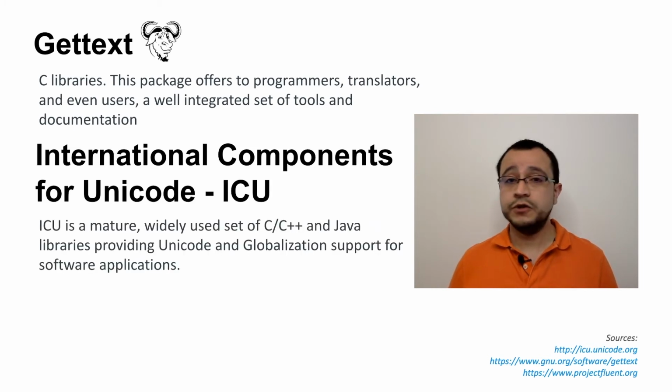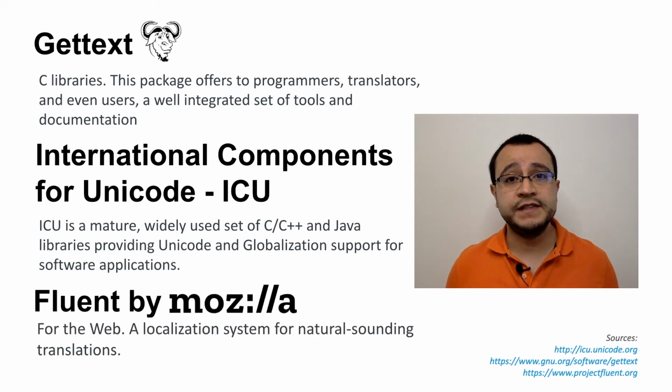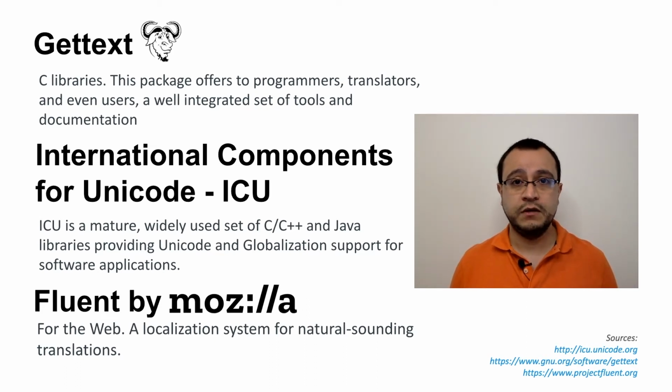The Unicode consortium also created ICU, which stands for International Components for Unicode. And the target languages for this one were C, C++, and Java originally. Finally, we have Fluent, a system created by Mozilla aiming at the web and used internally for their Firefox project. As they call it, a localization system for natural-sounding translations. All these systems and tooling rely on the CLDR data maintained by the Unicode consortium.